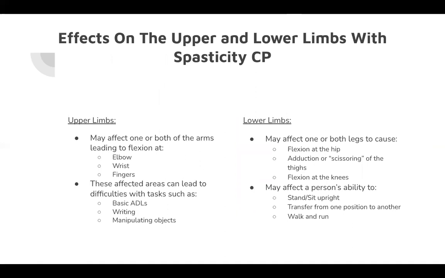The effects on the upper and lower limbs with spastic CP: in the upper limbs, it may affect one or both arms, leading to flexion at the elbow, wrist, or fingers. These affected areas can lead to difficulties with tasks such as basic ADLs, writing, or even manipulating objects. In the lower limbs, it may affect one or both legs, causing flexion at the hip, abduction or scissoring of the thighs, and flexion at the knees. It may also affect a person's ability to stand or sit upright, transfer from one position to another, or walk and run.